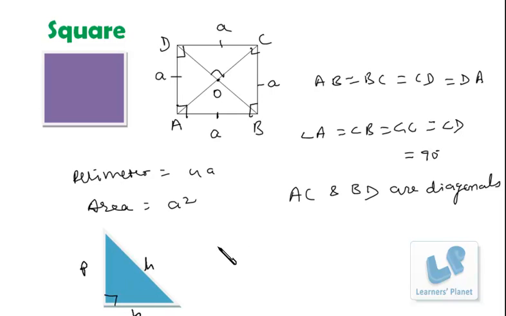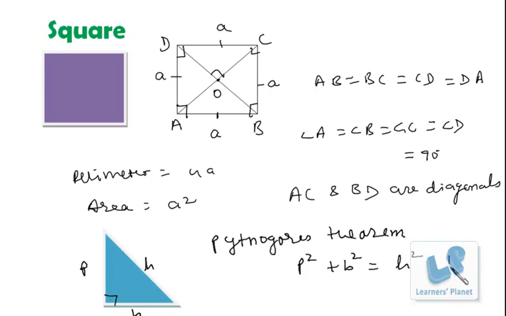So what is Pythagoras theorem? It's p square plus b square is equal to h square. P square plus b square is equal to h square, and it is very important. Various questions based on Pythagoras theorem come in examinations. So if any two quantities are given to us, we can calculate the third one. Since three unknowns are there, we can calculate the third one if two are given to us.